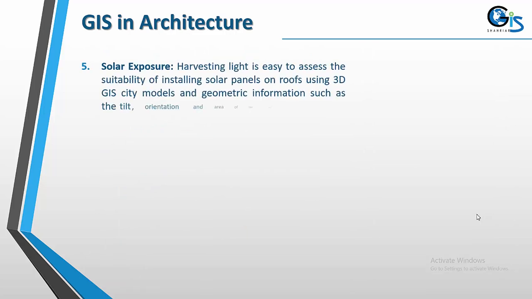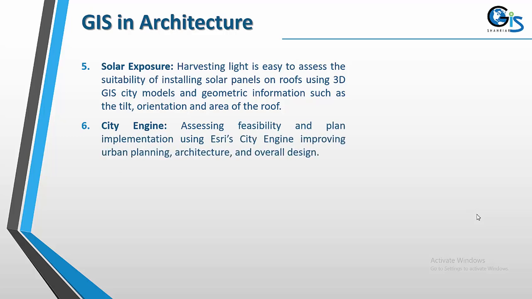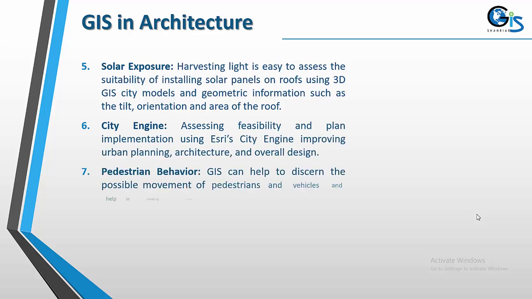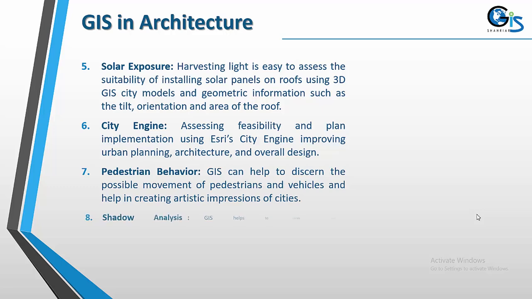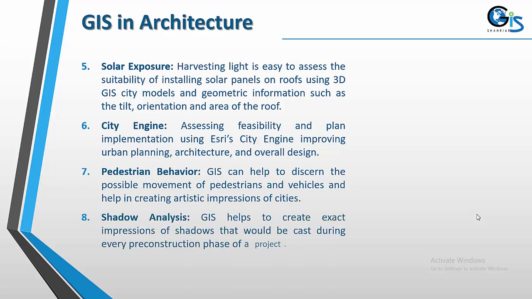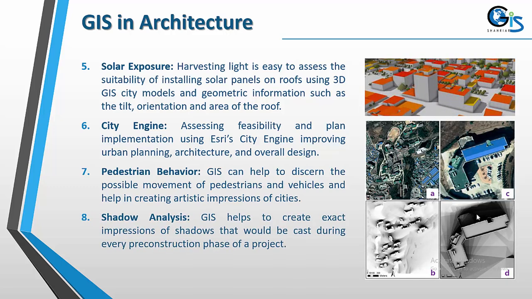Solar exposure. Harvesting light: it is easy to assess the suitability of installing solar panels on roofs using 3D GIS city models and geometric information such as the tilt, orientation, and area of the roof, which is most important for solar exposure. And City Engine. Assessing feasibility and plan implementation using ESRI CityEngine, improving urban planning, architecture, and overall design.